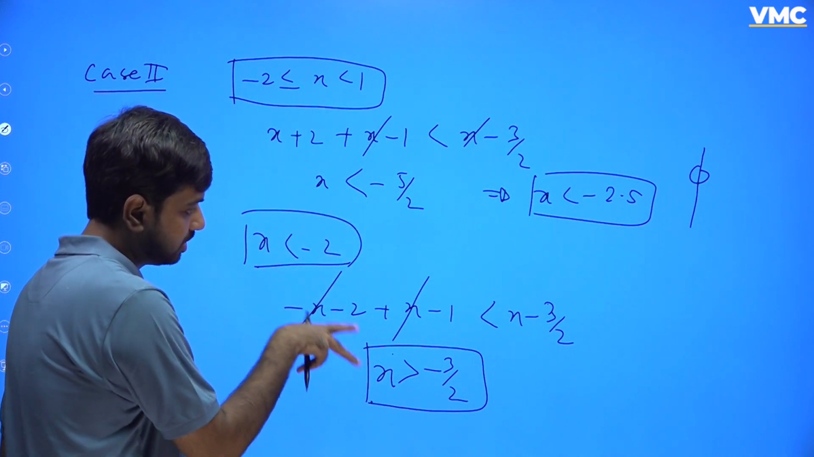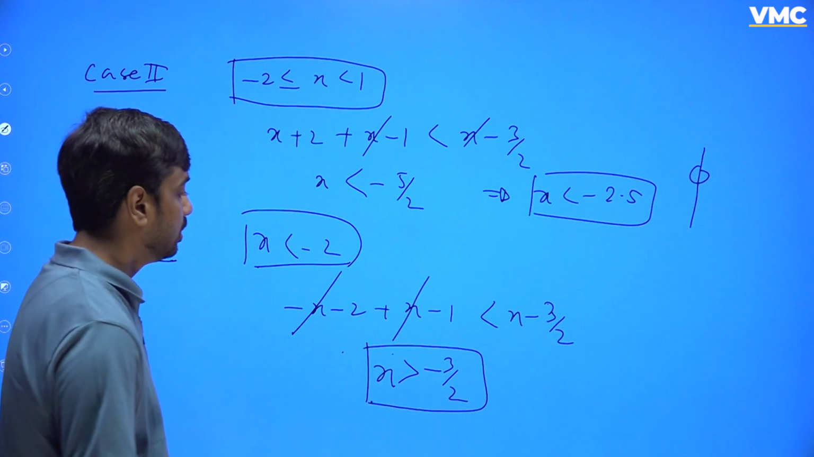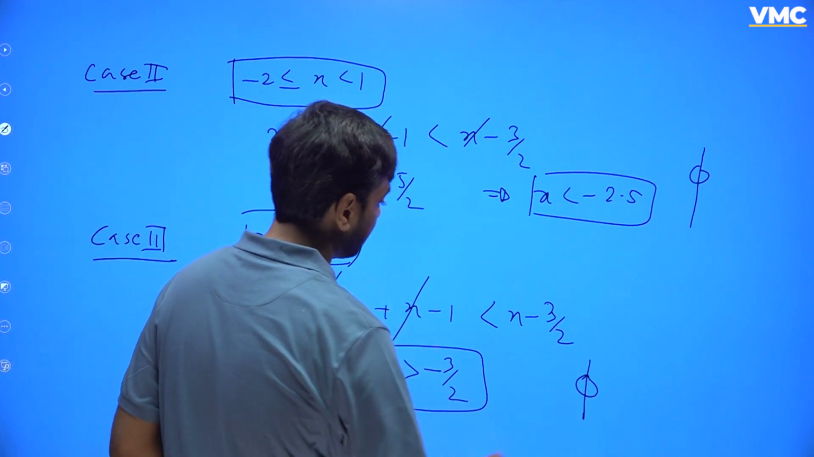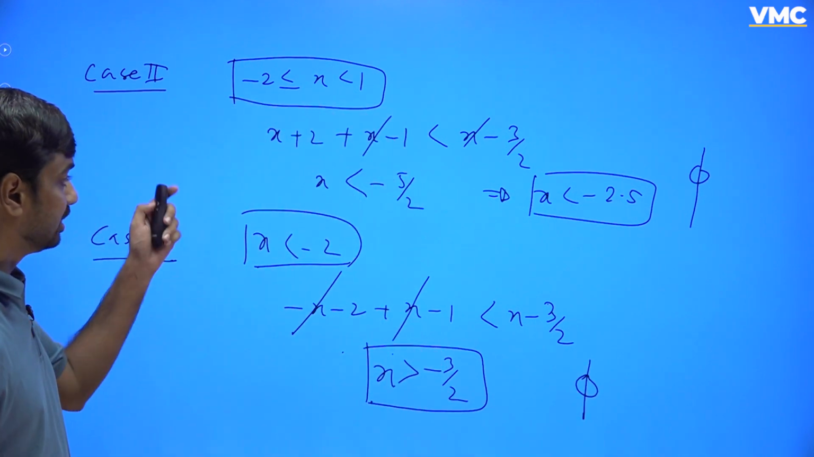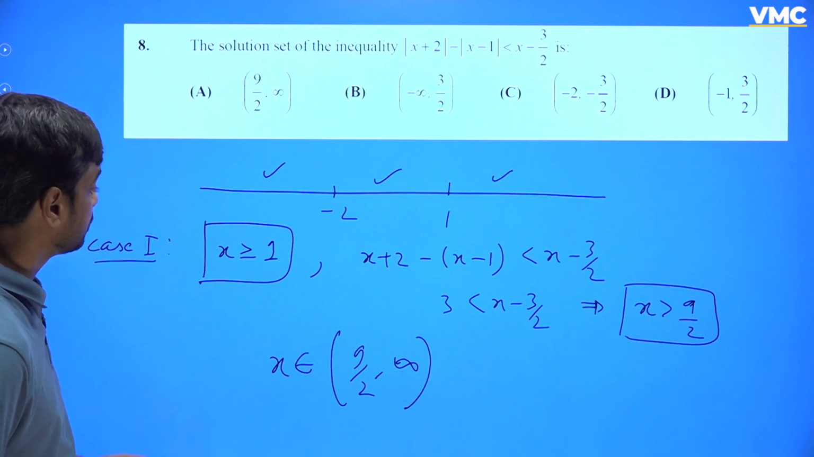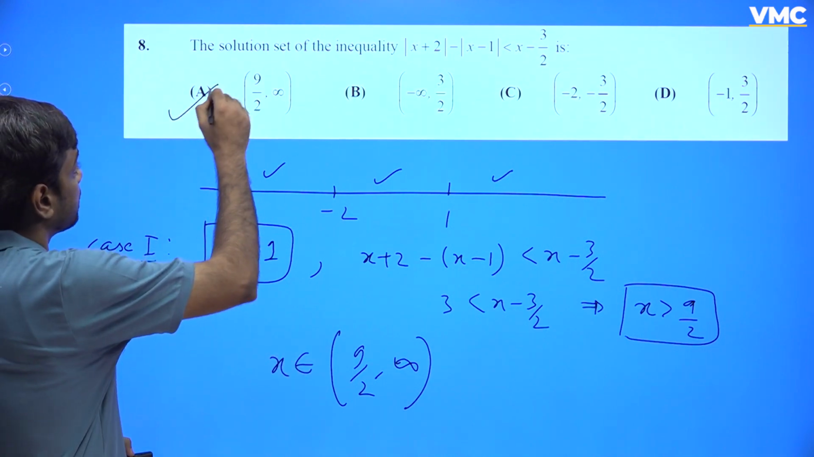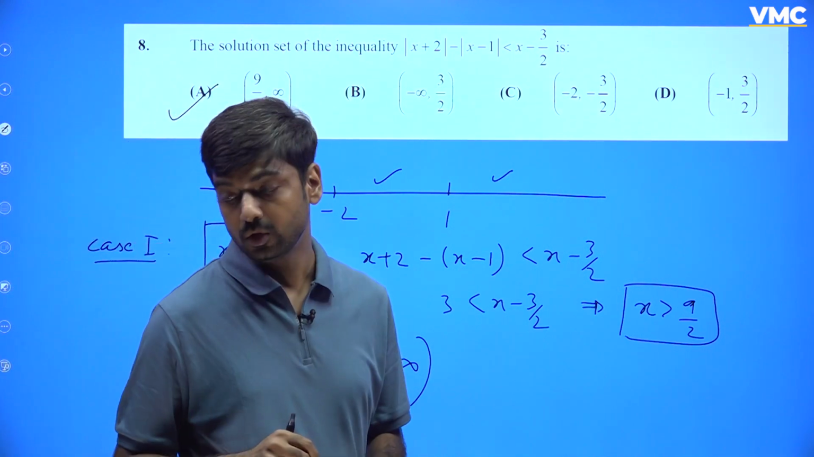When you take common, when you take the intersection, you will get 5. So from the third case also we are getting 5. So when you take the union of all the three cases, the only solution we have is 9 by 2 to infinity. So for question number 8, the only solution is 9 by 2 to infinity.